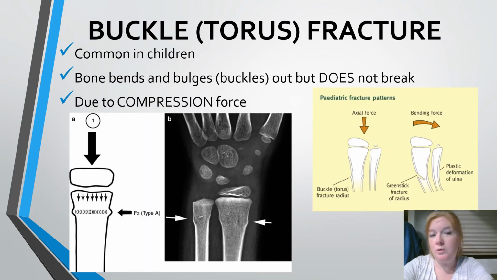A buckle or torus fracture is also common in children. The bone bends and bulges, it buckles out, but it doesn't actually break. And usually this is due to a compression force. So jump too hard, fall too hard, okay? So literally the bone buckles out. So it's called a buckle or torus fracture.